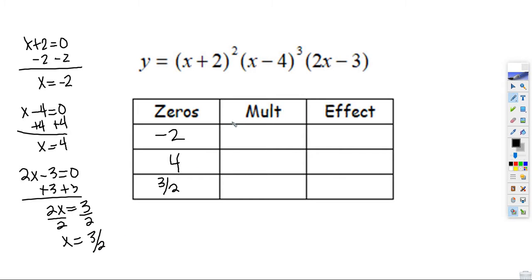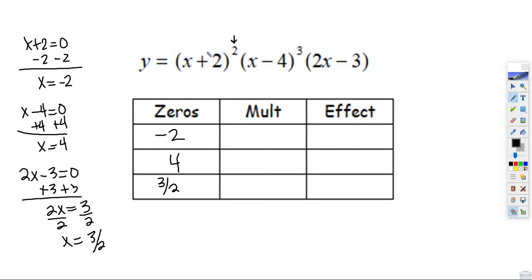Now multiplicities tell us how many times that 0 or that factor occurs, and that's easy enough to see by the exponent. So remember that exponents are a shorthand for multiplication. I could write this as x plus 2 times x plus 2 times x minus 4 times x minus 4 times x minus 4 times 2x minus 3. And you can see how cumbersome that is. So it's much easier to use exponents.